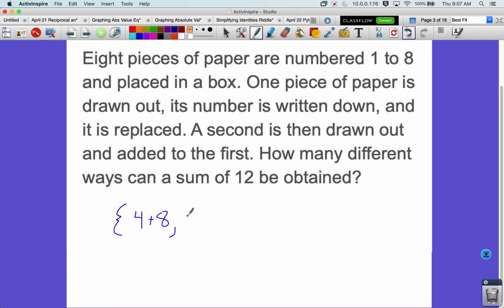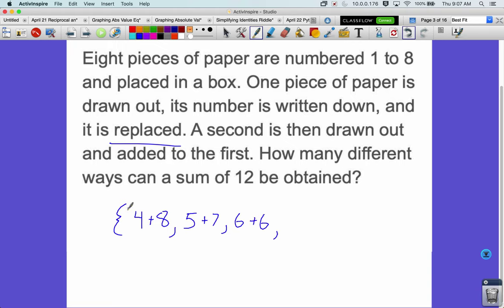All right, and now to get to the next possibility, we can just increase this one by 1, decrease this one by 1, so 5 and 7. We can then do 6 and 6. This is allowed. You might have to think about this one though, because if it didn't say that it is replaced, then this one wouldn't be possible.